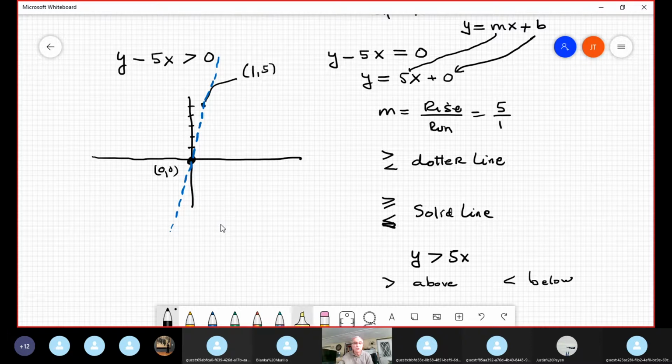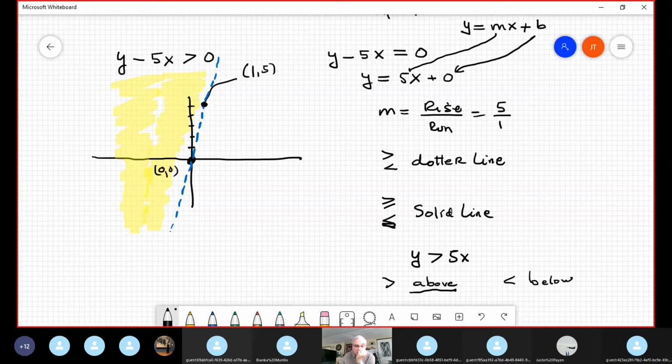Okay, so my solution looks like that. I highlight that part, but it's the entire plane like that. Any point above the line is a solution for this inequality. So then it was above? Absolutely, above. Makes sense that above? Above.